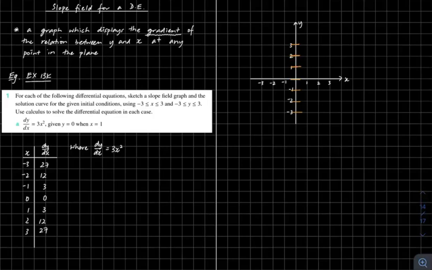And of course I could do this anywhere in between as well. It's not just valid for integer values, but we'll just do it at integer values to show those possible slopes. Now what about when x is +1 or -1? So when x is +1 or x is -1, we get a slope of +3.